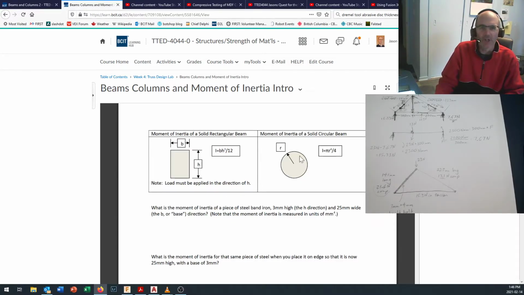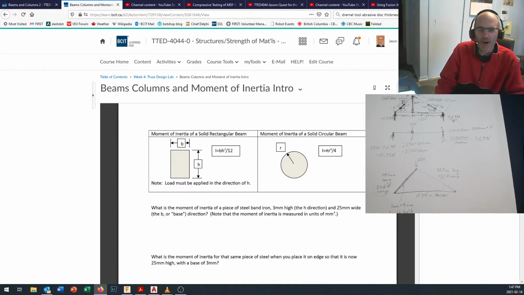And to solve for it and to get these formulas, you have to do a little bit of calculus. But once the calculus is done, we can use the numbers without using any calculus. And what it tells us is that the moment of inertia is equal to the base times the height cubed divided by 12 for a rectangle. So what does that mean?